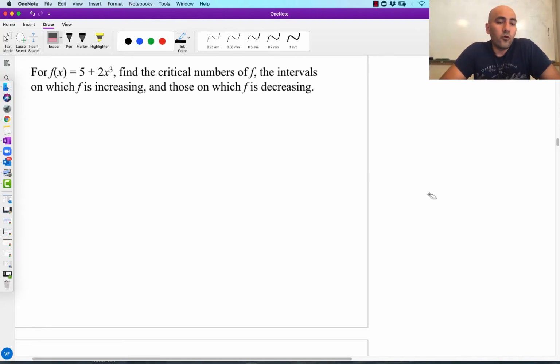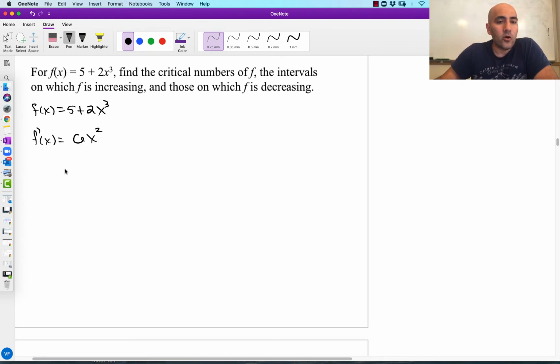Okay, so for f of x equals 5 plus 2x cubed, find the critical numbers of f, the intervals on which f is increasing, and those on which f is decreasing. So find when this function is increasing, when it's decreasing, and find the critical numbers. It's a very common question from your homework. We begin by taking the derivative. f of x is equal to 5 plus 2x cubed. Nice, easy derivative: f prime of x is going to be equal to 6x squared.